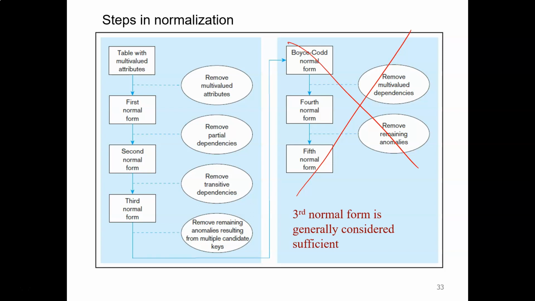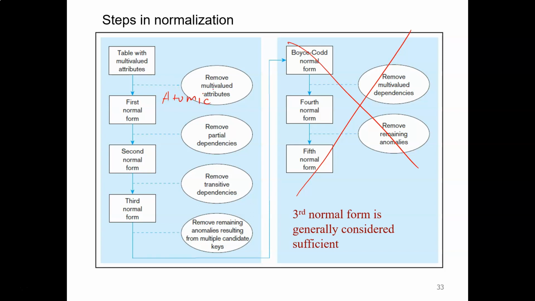You start with a table with multi-valued attributes. You remove the multi-valued attributes, and then all the values in the table are atomic. Now your table is in the first normal form. Remember the first slide of this lecture, it says that all relations are already in the first normal form, because in all relations the values are all atomic. So all relations are already in the first normal form.